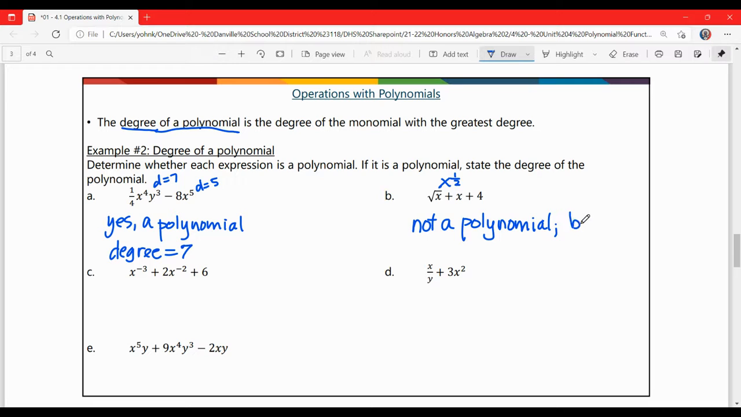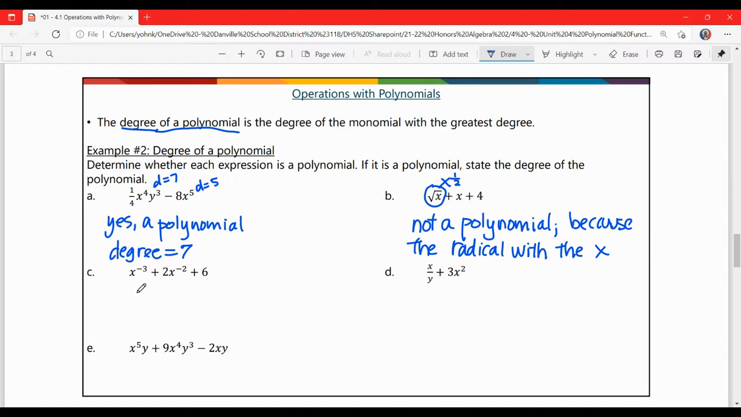We can say because the radical with the x. And maybe we'll just kind of circle in the question what makes it not.